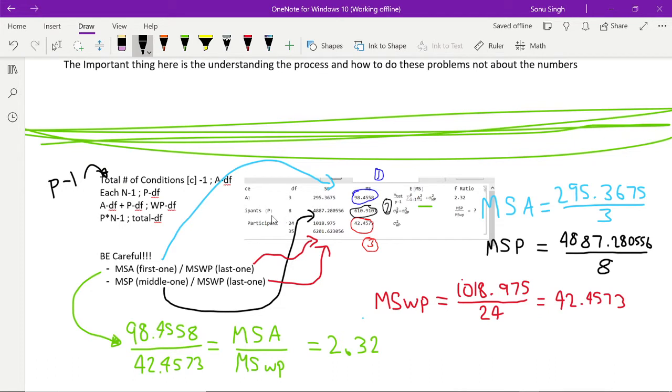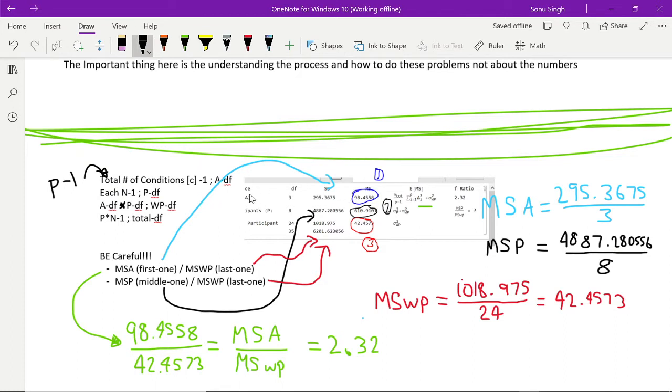Now the WP is actually not the addition, but in fact the multiplication of these two. So this is wrong. It's actually the multiplication of these two. So it's 3 times 8 that gave you 24. The reason I say it's easy to reverse engineer is that P times n minus 1, which was 4 times 9 minus 1, that gave you 35.